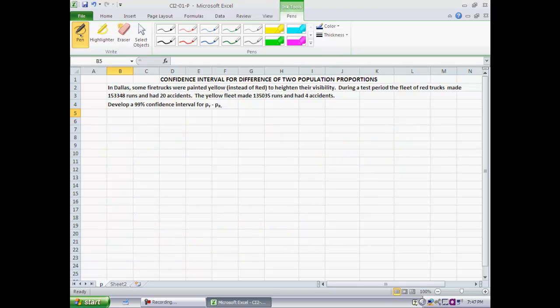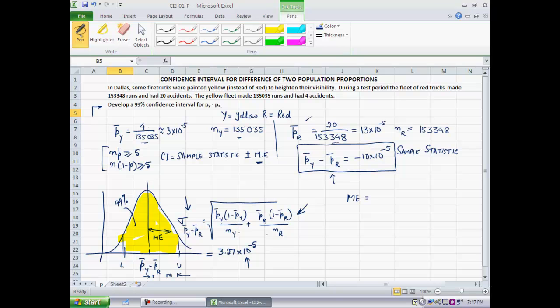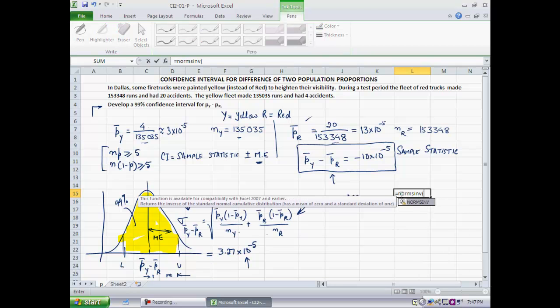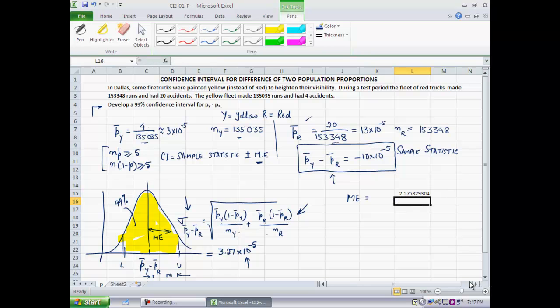So the area under the sampling distribution between the lower limit and the upper limit of the confidence interval is 99%. How large does u, the upper limit or the margin of error, have to be? The built-in function that I need to use is norm S inverse, and the probability value that I put in is not 0.99 but 0.995, because that's the area of the yellow shaded portion plus the little tail to the left. Norm S inverse needs the area to the left of u. So this turns out to be 2.575.